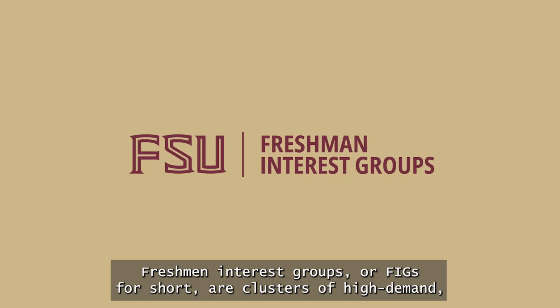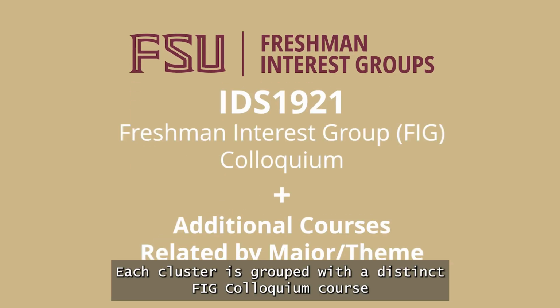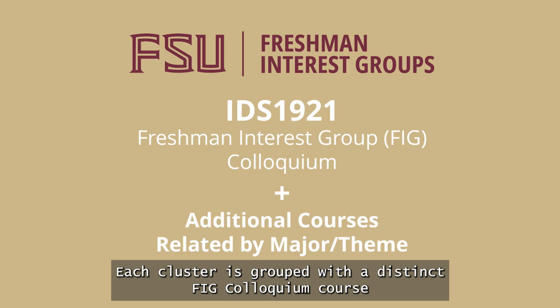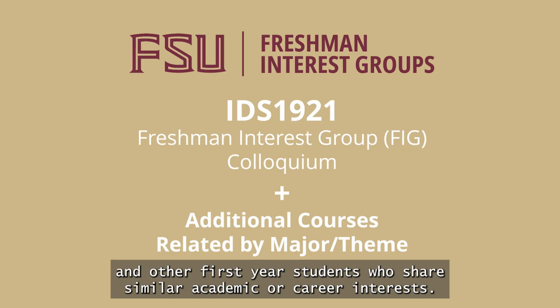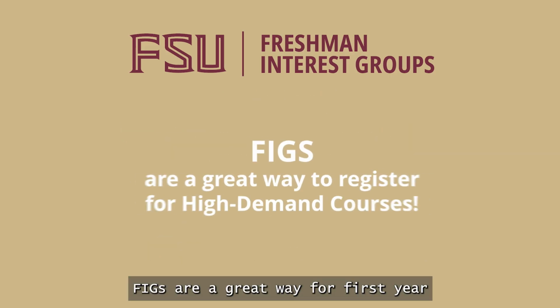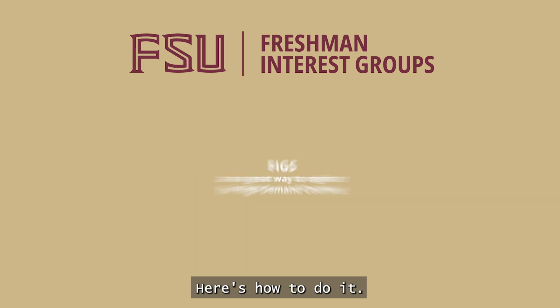Freshman interest groups, or FIGs for short, are clusters of high-demand first-year courses, grouped by a major or academic theme. Each cluster is grouped with a distinct FIG colloquium course, IDS 1921, which will connect new undergraduate students with a peer mentor and other first-year students who share similar academic or career interests. FIGs are a great way for first-year students to quickly and conveniently enroll in high-demand courses. Here's how to do it.